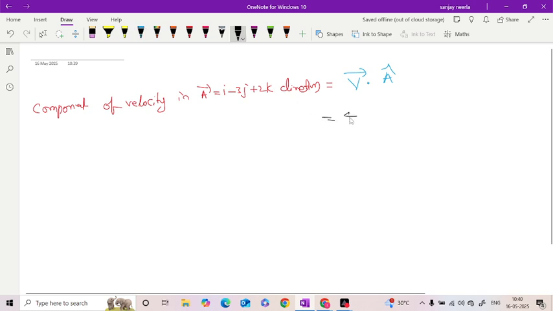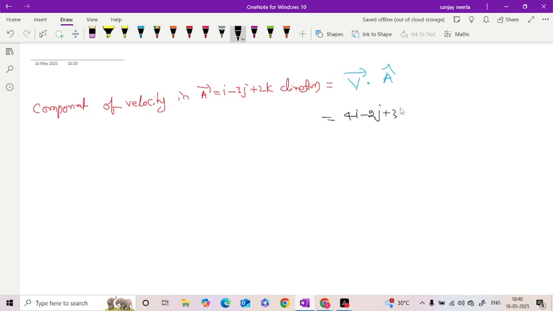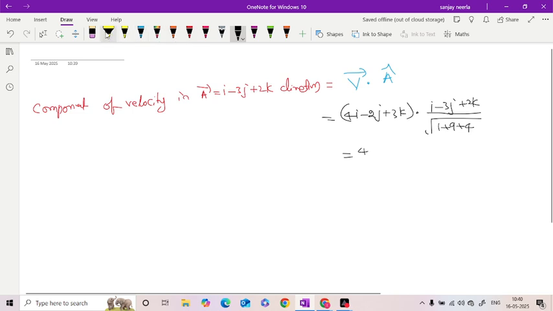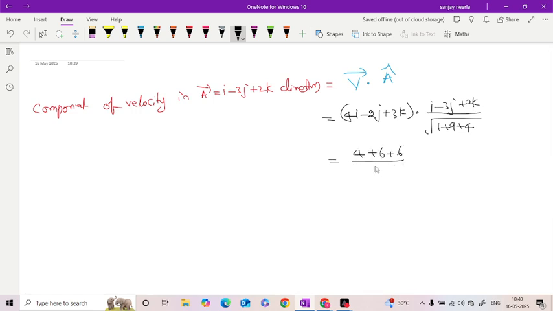The velocity we got is 4i minus 2j plus 3k, the vector v, and a is given as i minus 3j plus 2k divided by its length. What is the length of this vector? Under root of 1 plus 9 plus 4. The dot product of these two vectors is 4 plus 6 by root 14. That means 16 by root 14 is the velocity in the direction i minus 3j plus 2k at t is equal to 1.